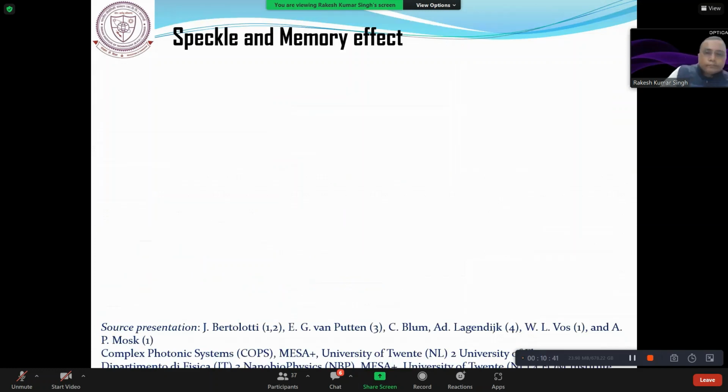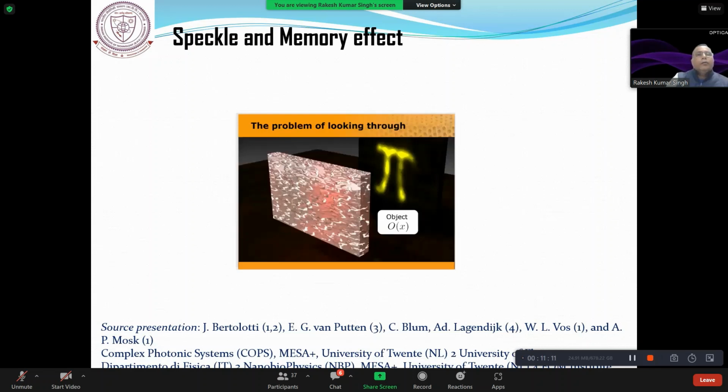Okay. So if you see the literature, this subject is being explored using different methods, like I mentioned earlier, adaptive optics, transmission matrix methods, etc. Those methods I'm not covering in this talk because of the limited time. I will discuss mainly a very interesting aspect, what we call the speckle memory effect, and the contribution of some groups in this particular area.